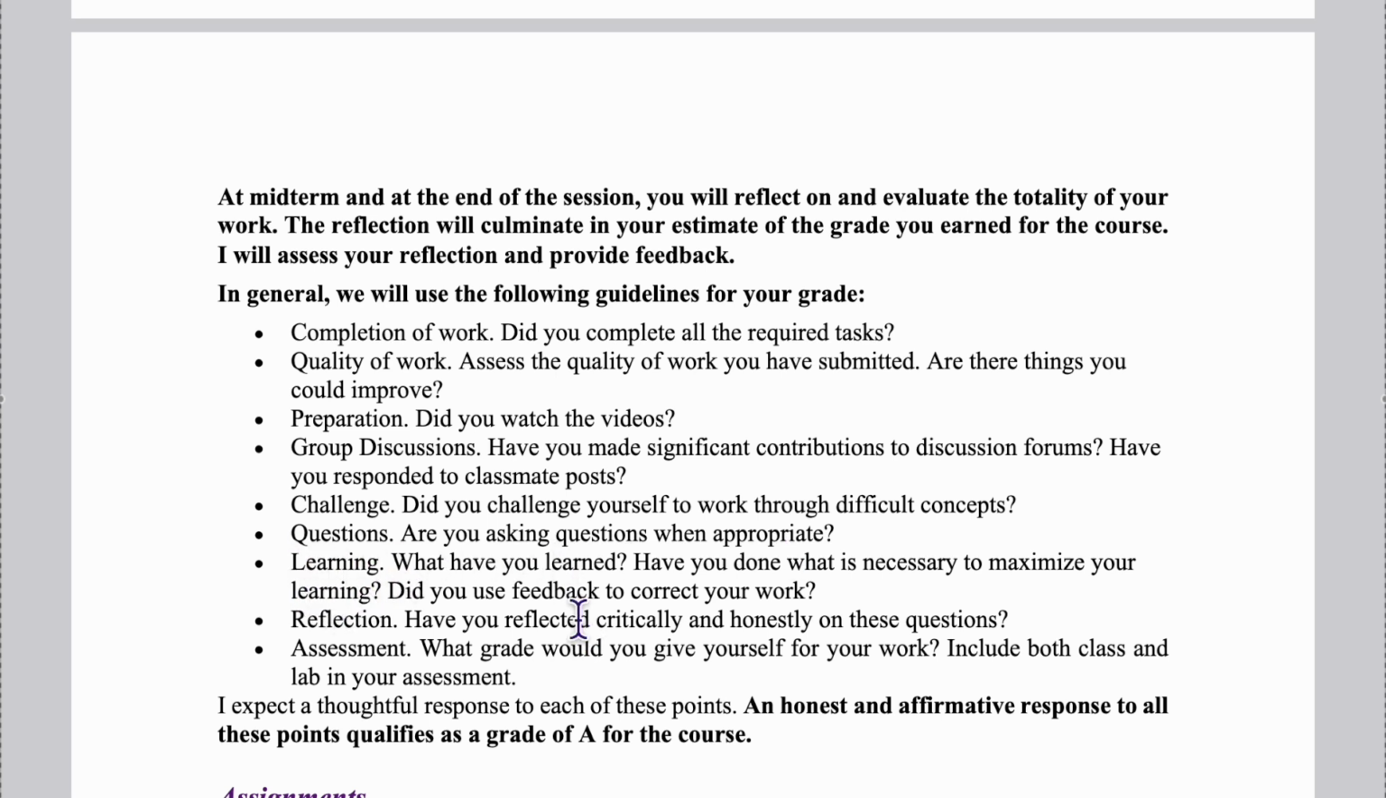Then you'll be assessing how much you've learned from the course and reflecting on everything that you've done. Have you reflected honestly and critically on these particular questions? I will ask you to assess your work and provide a grade that you would estimate your work qualifies for, that you've earned through your work. At the end of the session, I will be reviewing these reflections and providing you feedback and using your reflection to determine an overall grade for the course.